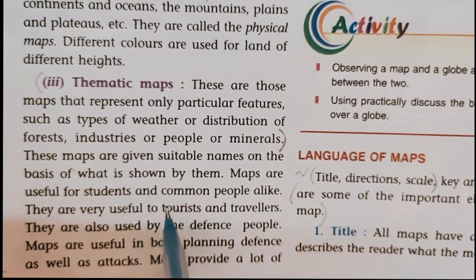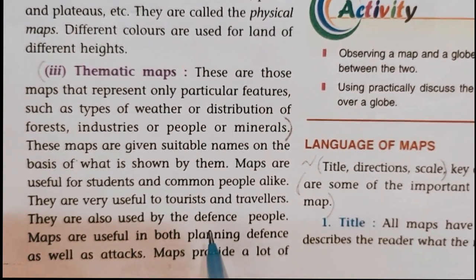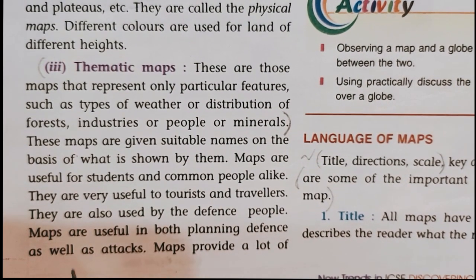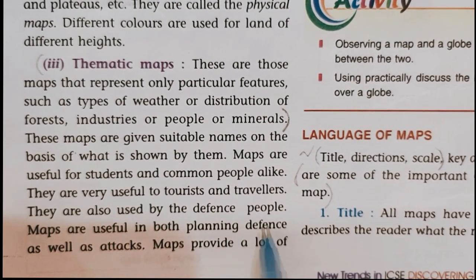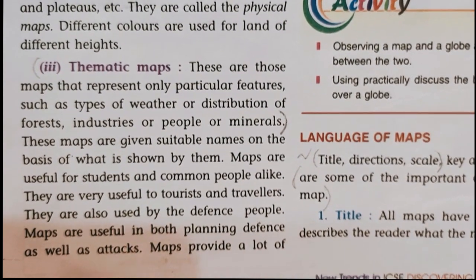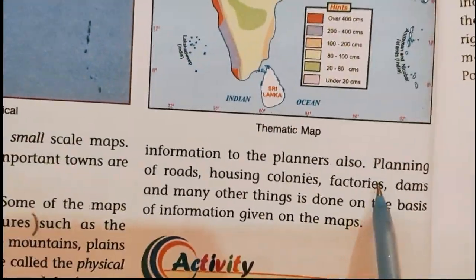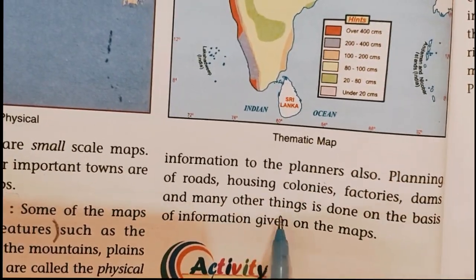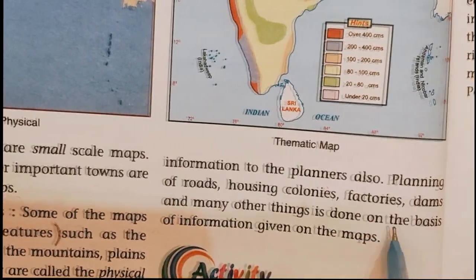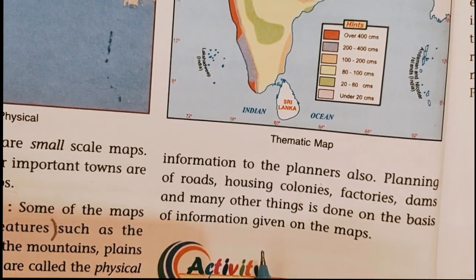Maps are useful for students and common people alike. They are very useful to tourists and travelers. They are also used by the defense people. Maps are useful in both planning defense as well as attacks. Maps provide a lot of information to the planners also. Planning of roads, housing colonies, factories, dams and many other things is done on the basis of information given on the maps.